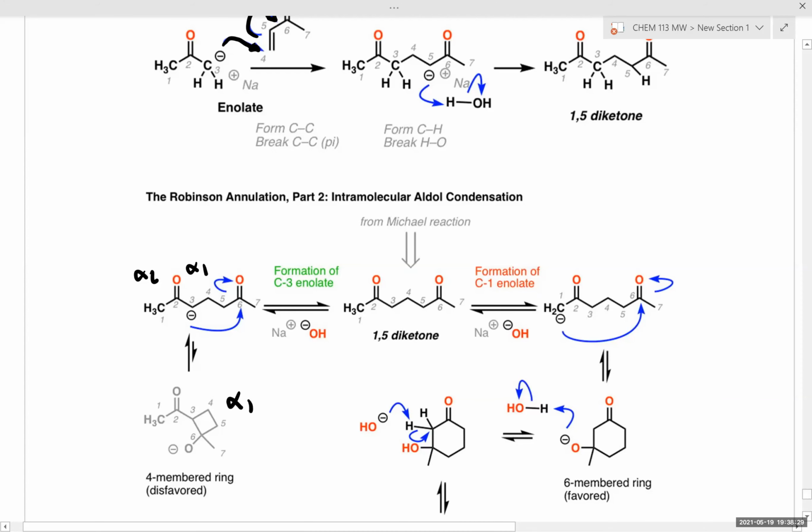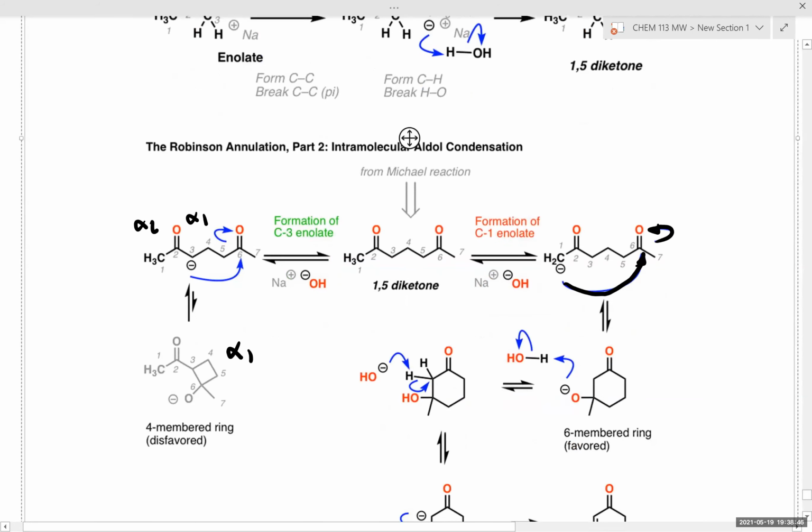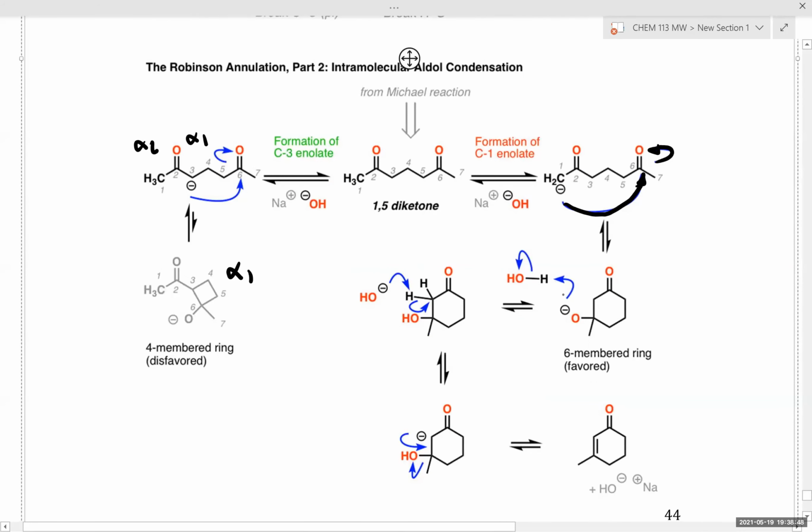Instead, we deprotonate at our other alpha position. And from here, this enolate can attack our electrophilic carbonyl carbon to form a 6-membered ring. From here, protonation of our alkoxide ion, followed by elimination of hydroxide, generates our desired enone product.